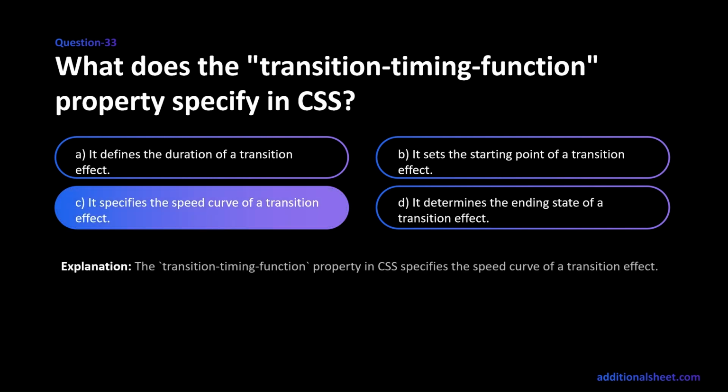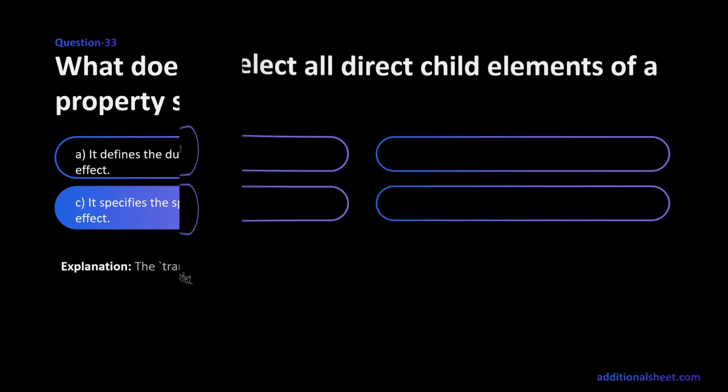Correct answer is option C. The transition-timing-function property in CSS specifies the speed curve of a transition effect.